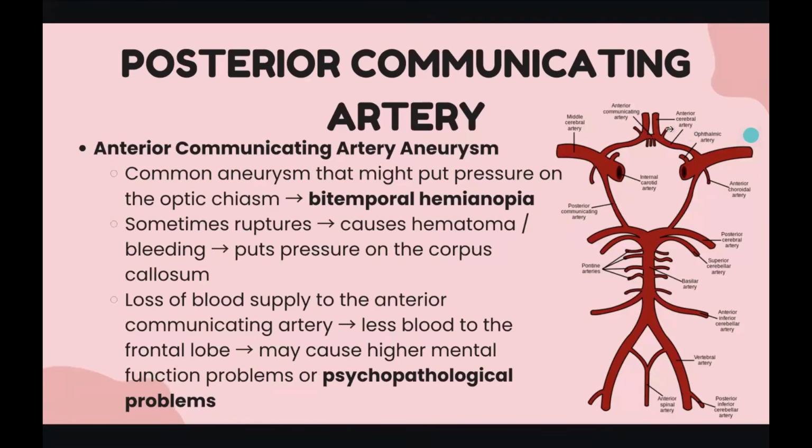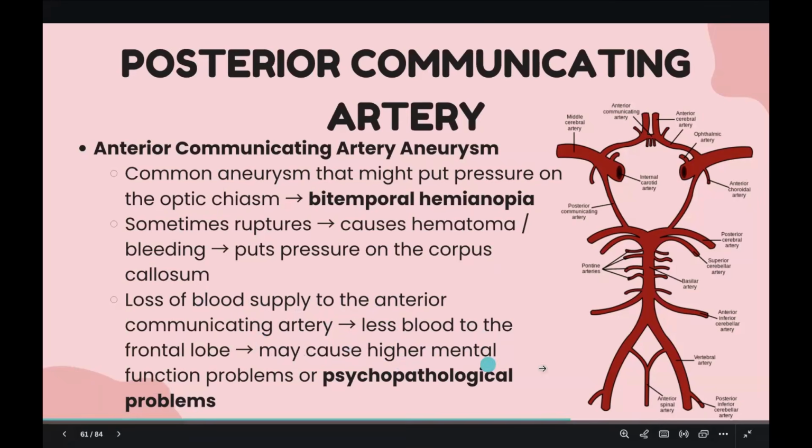This is important to know because any kind of aneurysm that happens there in the anterior communicating artery will affect the optic chiasm and cause bitemporal hemianopia. Sometimes, if it ruptures, it causes hematoma and bleeding, which puts pressure on the corpus callosum. And if there is any loss of blood supply to the anterior communicating artery, there is less blood to the frontal lobe. This will cause higher mental function problems or psychopathological problems, just like I explained in the beginning of the lecture.